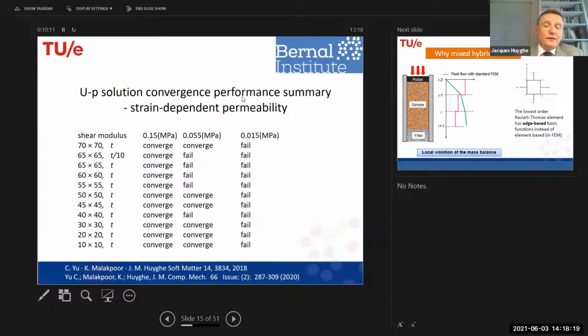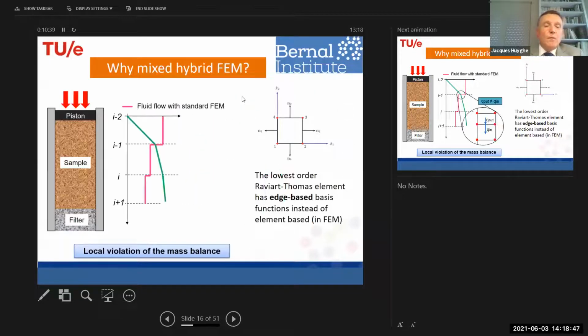If we are in gigapascal stiffness, no issue. Even megapascal stiffness, which is typically cartilage, there is no issue. But once we go down to 150 kilopascal, still we manage. At 55 kilopascal, we fail 50% of the time, and at 15 kilopascal, which is the real stiffness we want to deal with, we find a failure all over. And the reason for this is local mass balance violation.